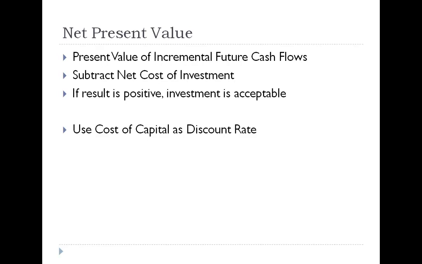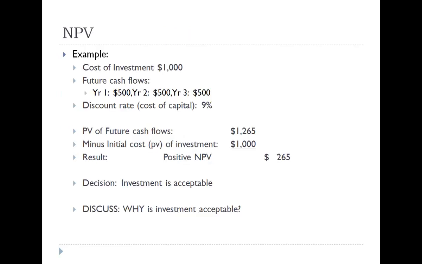The interest rate that we use to discount these future cash flows back to present values is called the cost of capital, and it has several other names as well, like hurdle rate, required rate of return, different names like that.